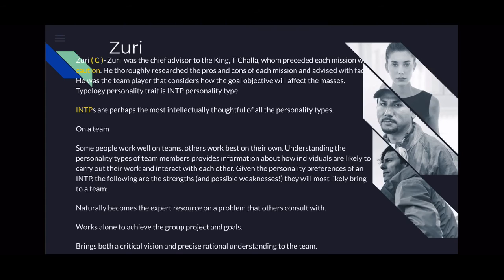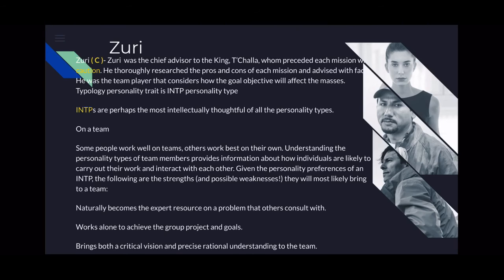ESFJs are conscientious helpers, sensitive to the needs of others, and energetically dedicated to their responsibility. They are highly attuned to their emotional environment and attentive to both the feelings of others and the perception others have of them. ESFJs like a sense of harmony and cooperation around them and are eager to please and provide.